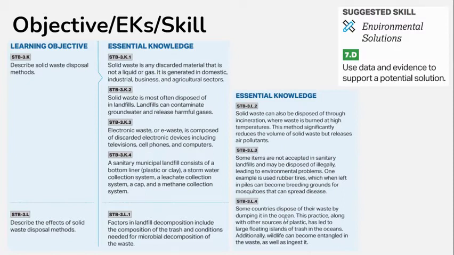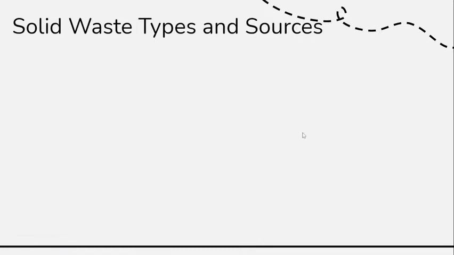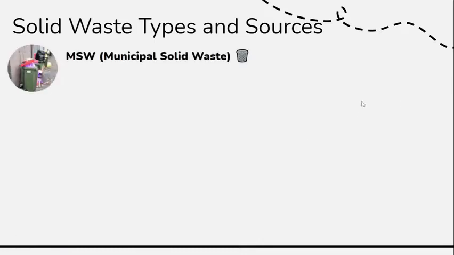And some countries dispose of their waste by dumping it into the ocean. This practice, along with other sources of plastic, has led to large floating islands of trash in oceans. Additionally, wildlife can become entangled in the waste as well as ingest it. So, there's a lot going on here.